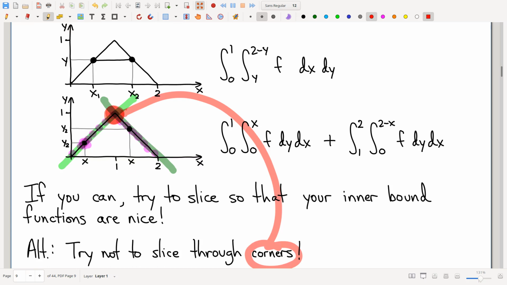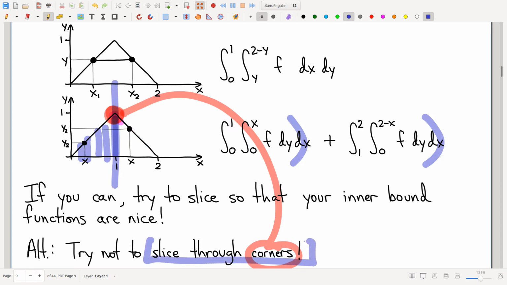Now, with these observations having been made, here's my pithy little rule. The pithy little rule is try not to slice through a corner. Because notice doing x slices, my x slices look like that, and there you go. I sliced through a corner. The fact that I put x on the outside is what made me slice through this corner, and that corner is why I have to stop the integral I had been developing and start a whole new integral to finish up the thing. Okay, so best, if at all possible, just try not to slice through corners.